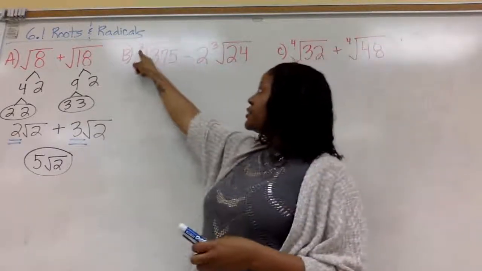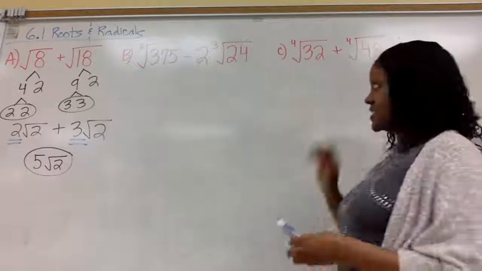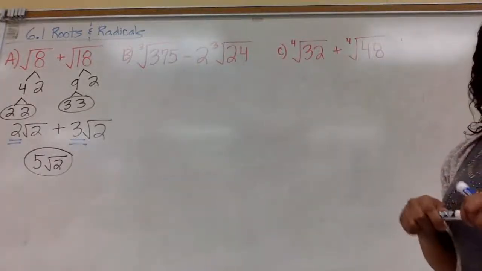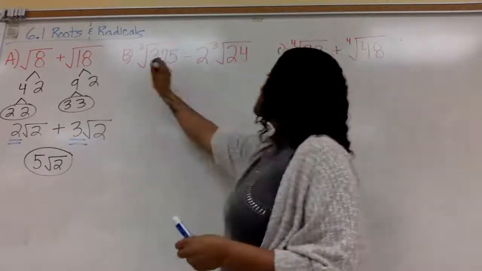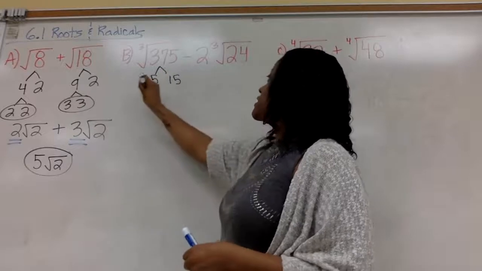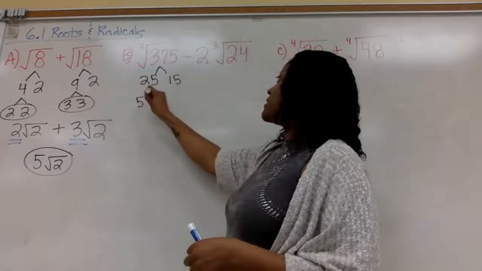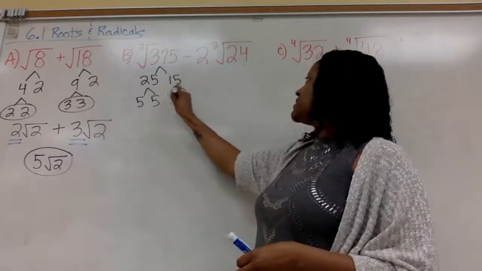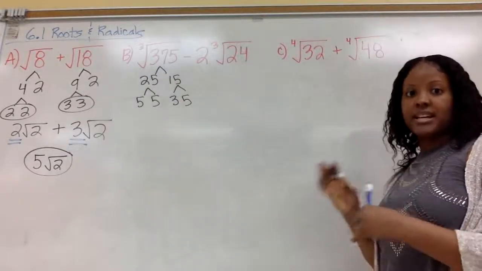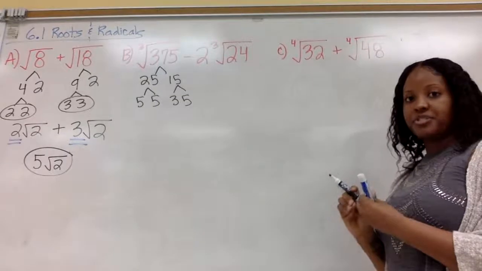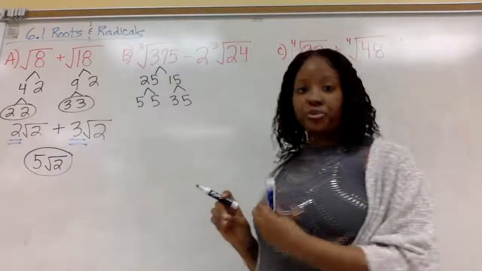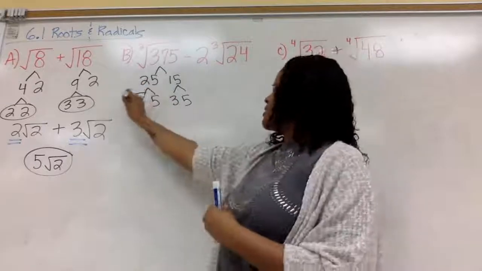Both of these have a cube root of the number 3, just in case you can't see that up there. So we're going to break down 375. Let's do 25 times 15. Let's break down 25. It's 5 times 5. 15 is 3 times 5. My index is 3, so take that time, be careful, go back and make sure you check your index. My index this time is 3, so I'm looking for 3 of the same numbers.